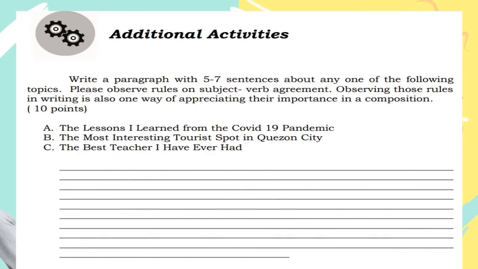For the additional activities, you're going to write a paragraph with 5 to 7 sentences about any of the following topics. Just choose among A, B, or C. Choose only one. Please observe rules on subject-verb agreement. Observing those rules in writing is also one way of appreciating their importance in a composition.